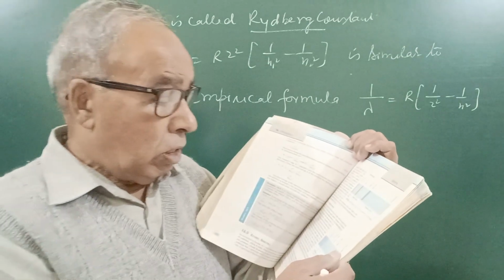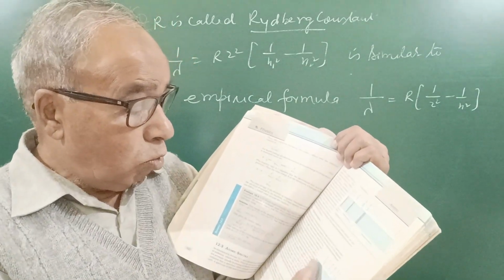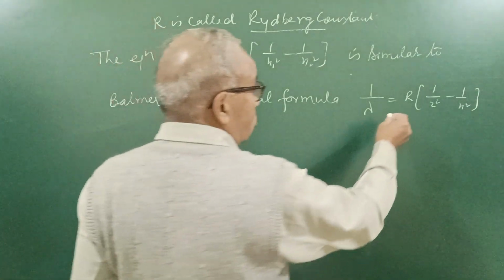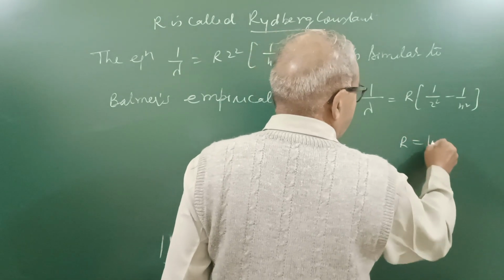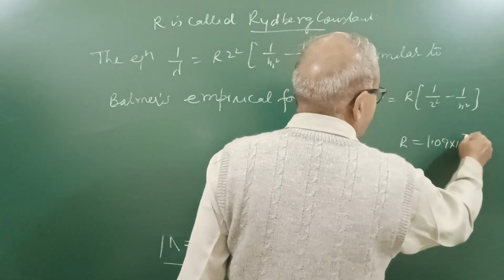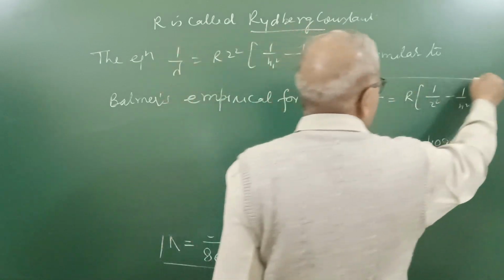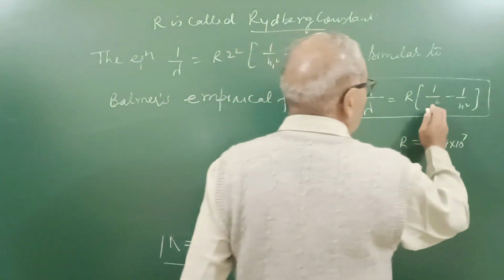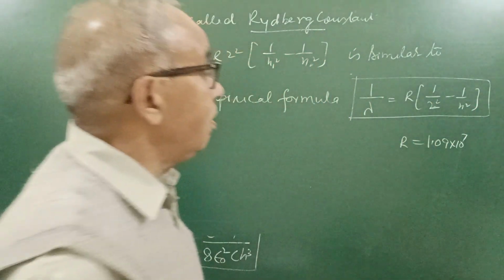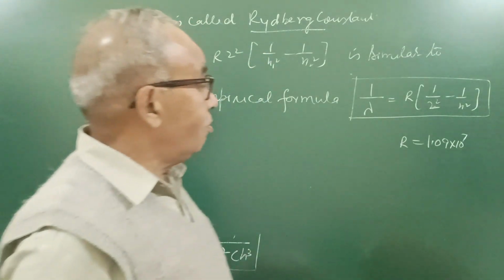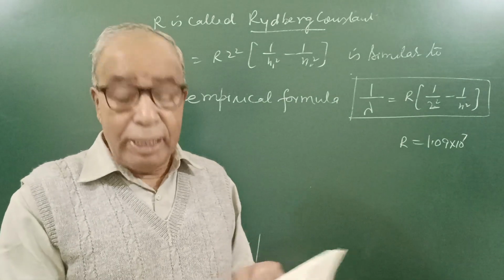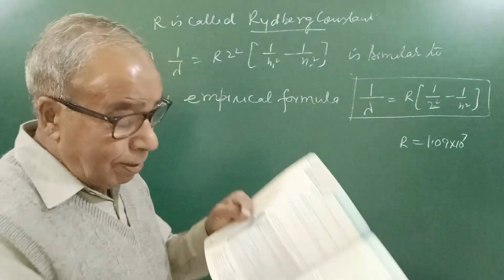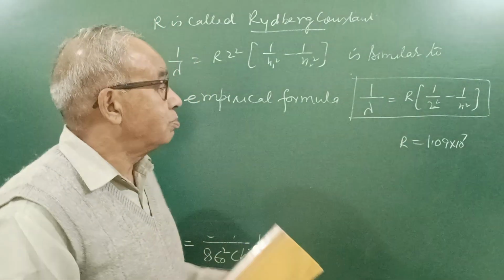656 nanometer to 364 nanometer. He obtained these values by putting R equal to 1.09 × 10^7, and this formula was derived on the result of experiments. Here the lower level is 2. Putting n equal to 3, 4, 5, 6, he got the wavelengths of radiation present in this series, called the Balmer series. He could explain only these wavelengths, not all.